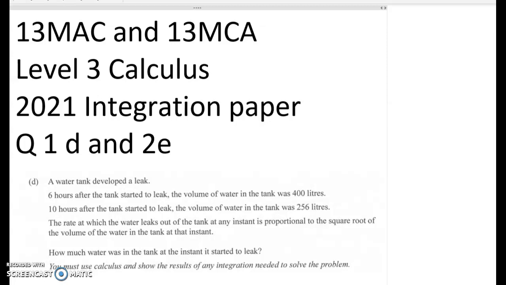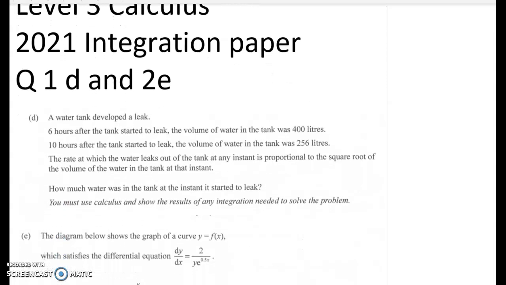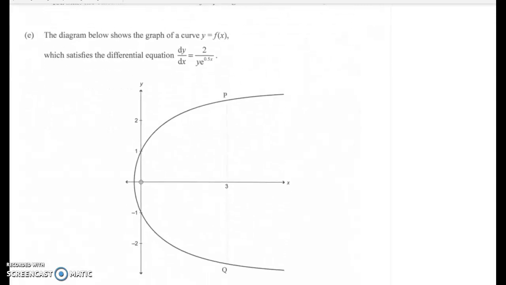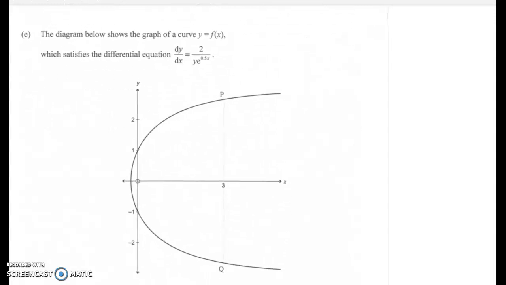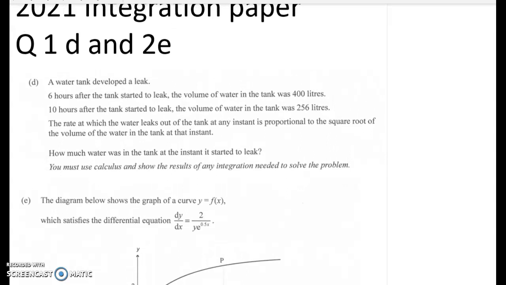In this video, I'm going to go through two questions from the 2021 integration paper. So that's question 1D and 2E. The first one is the one about the water tank leaking, and the second one is a graphing one where we're given a differential equation. Okay, so I think neither of them is too bad, so that's why I'm going to combine them into one video. So let's look at 1D first and just read it through slowly.